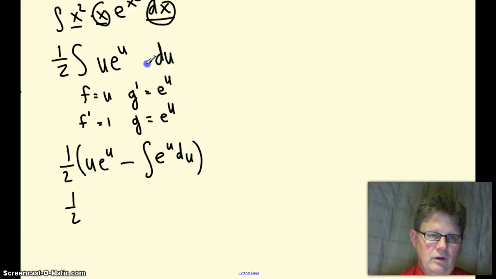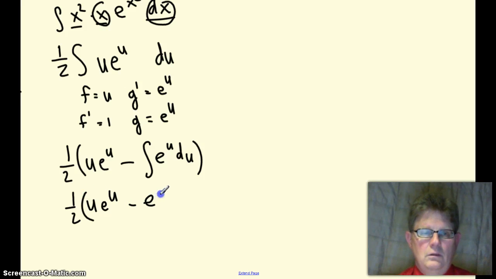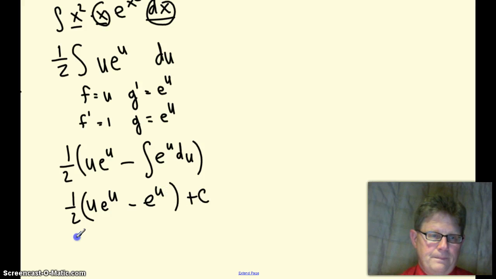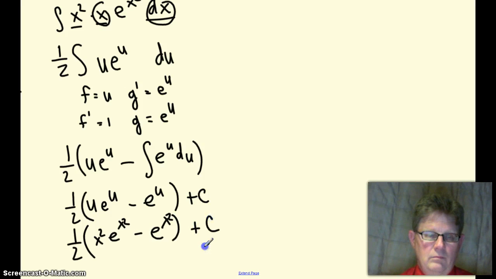Actually, that should be 1/2 times all of this, shouldn't it? Yes, because the 1/2 is out in front of this parts part. So 1/2 u e to the u minus e to the u plus some constant. There you go. Oh no, we've had to replace back in. So 1/2 x squared e to the x squared minus e to the x squared plus c.